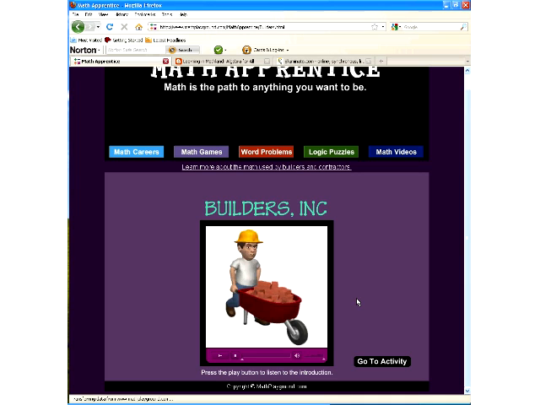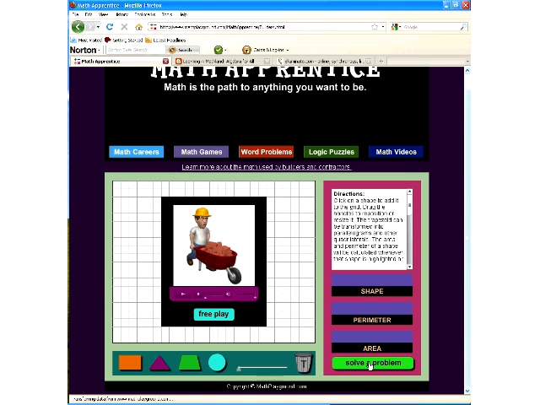from the app sharing. When you start an activity in Math Apprentice, you're first greeted by an employee of that company, and the employee will explain some of the ways math relates to his or her job. Then you start the activity, and again you're greeted by that employee, and now they're telling you something specific about the activity you're about to do. So I'm going to click Free Play.